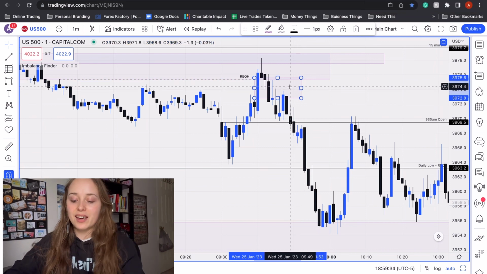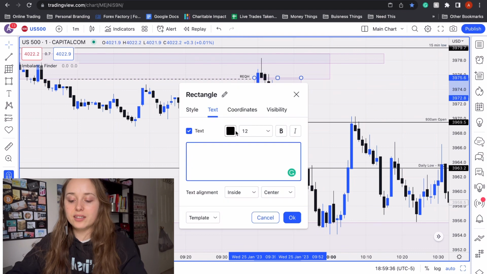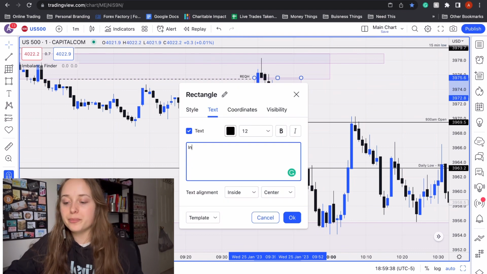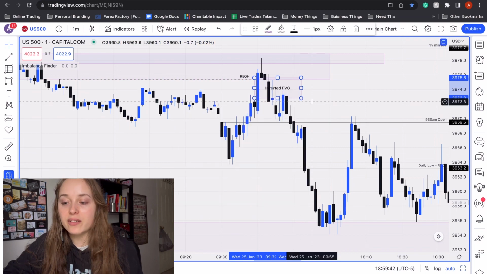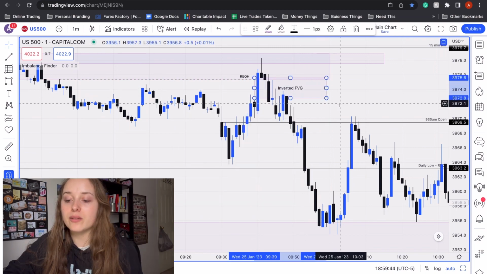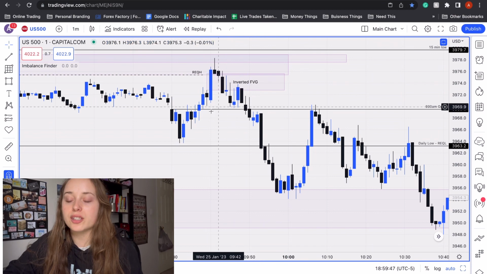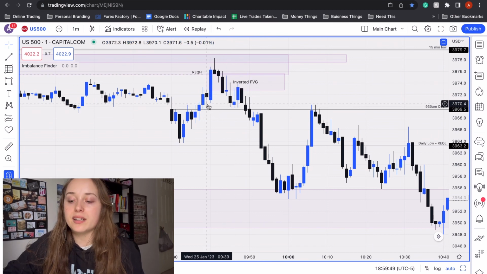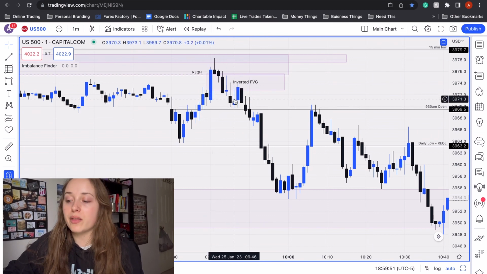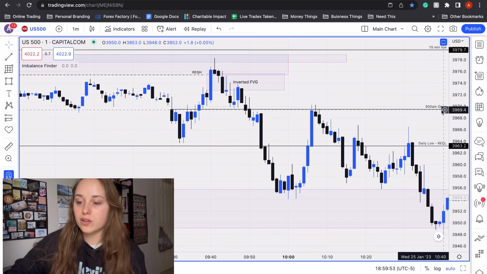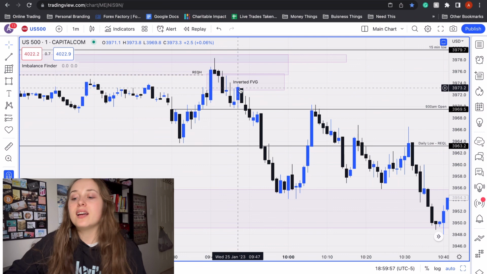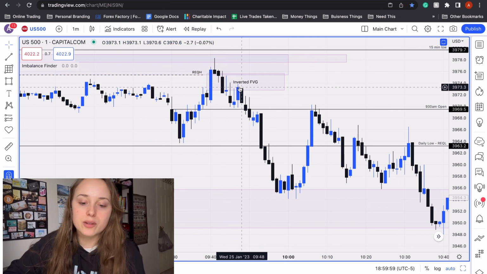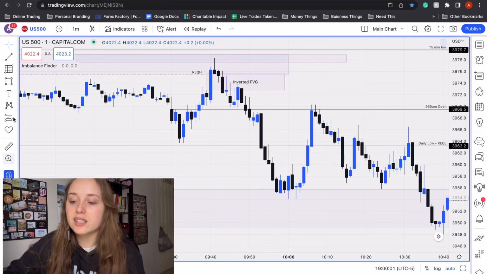So this was an inverted fair value gap, because I didn't have any fair value gap in this price action, but we do have a break in market structure and a willingness to go lower, and we're above the 9:30 a.m. open, so it's a mini Judas swing right here, comes into this inverted fair value gap and then down. So that was my first trade.